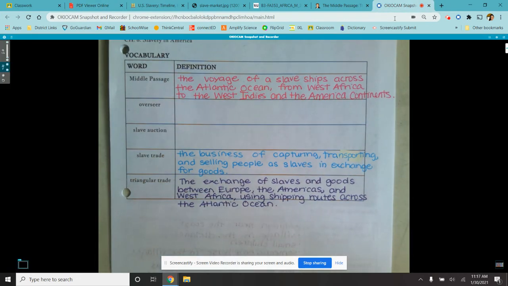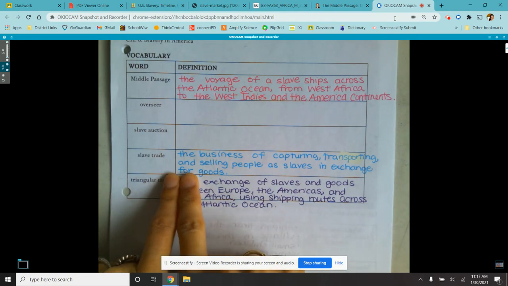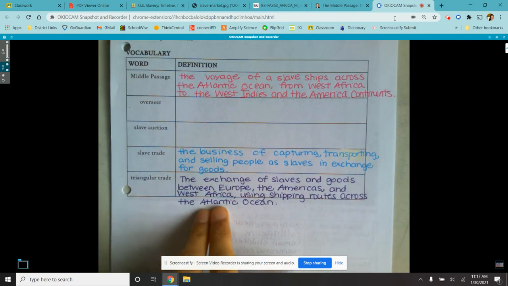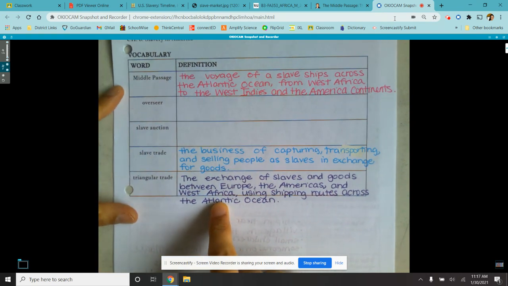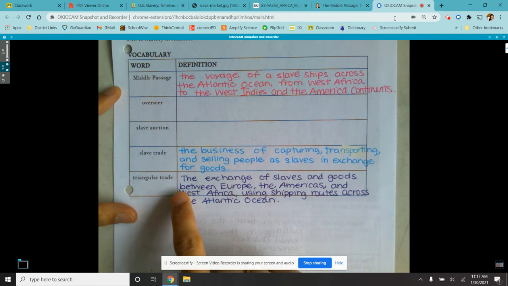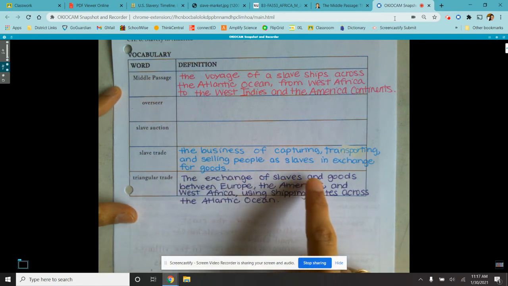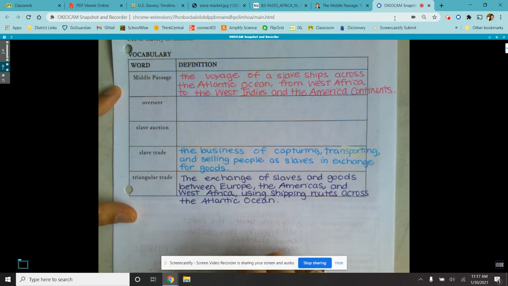Our first vocab word, the word we got last lesson, was slave trade. So slave trade was the business of capturing, transporting, and selling people as slaves in exchange for goods. And today we're going to talk about the triangular trade and the Middle Passage. So the triangular trade was the exchange of slaves and goods between Europe, the Americas, and West Africa, using shipping routes across the Atlantic Ocean.